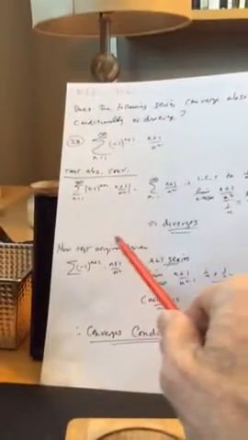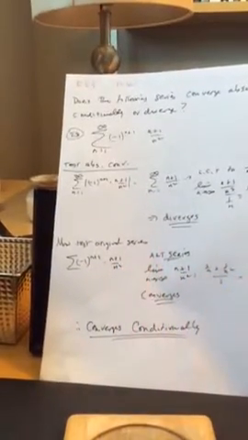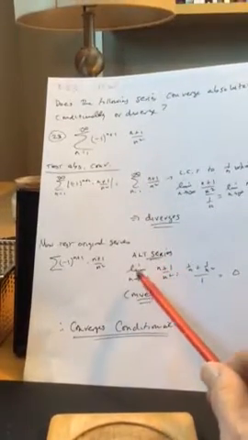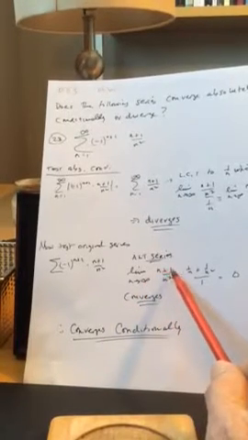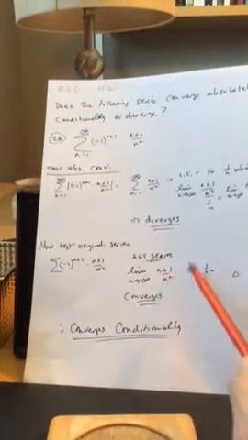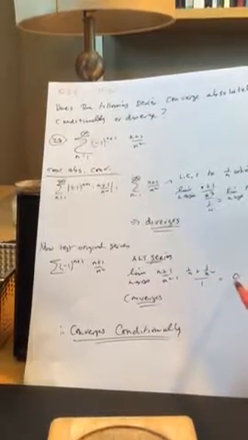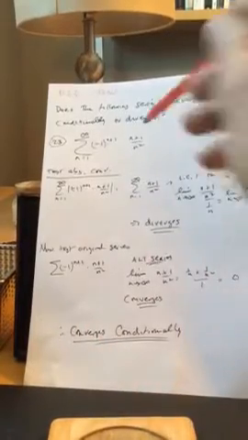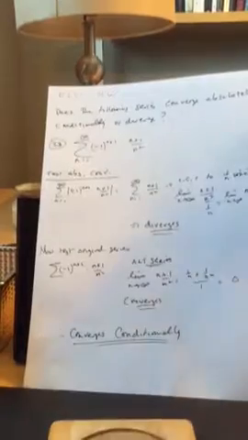I test the original series, negative 1 to the n plus 1 times n plus 1 divided by n squared. This is an alternating series. The only requirement is the a sub n's limit as n goes to infinity of n plus 1 over n squared. Dividing top and bottom by the highest power, I get this, which is 0. So it converges. So the conclusion is this series converges conditionally.